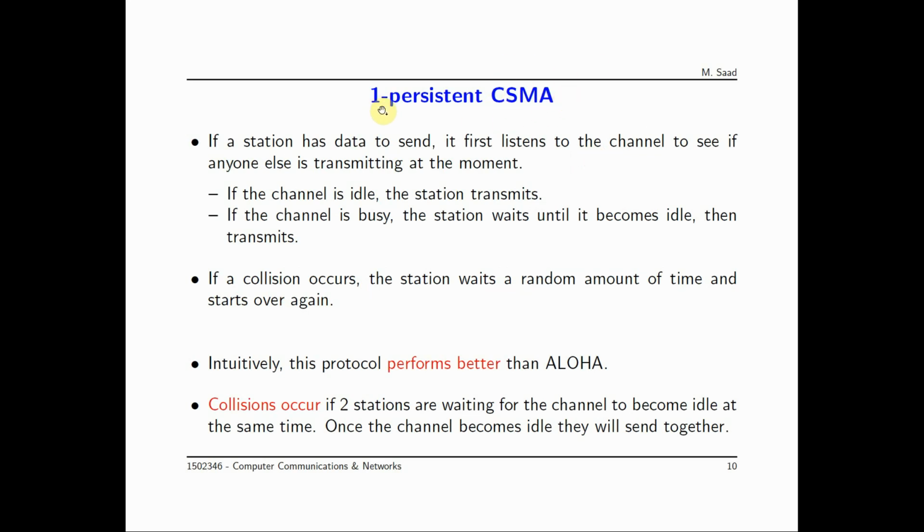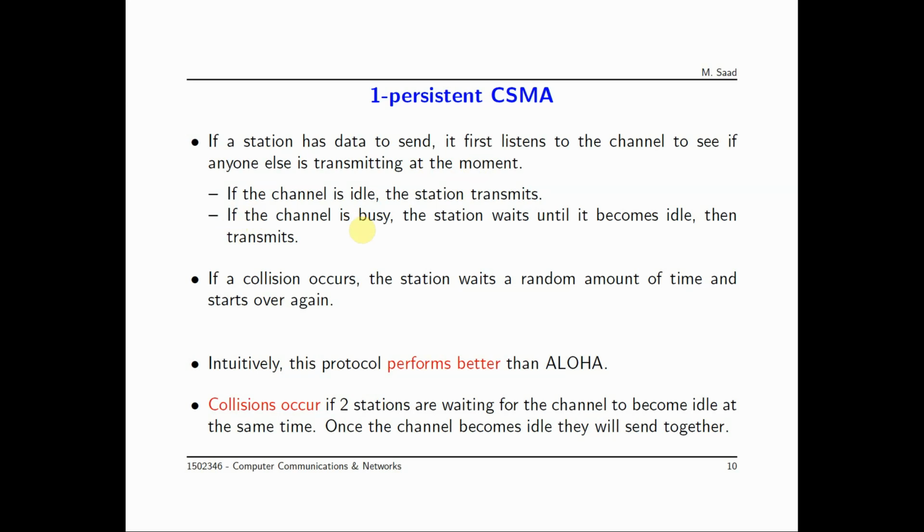The first one is called the one persistent carrier sense multiple access protocol, one persistent CSMA. How does that work? Let me explain how it works, and then I will go back to justify why the title is called one persistent. In one persistent CSMA, if a station has a frame to send, it would listen to the channel first, trying to detect an ongoing transmission. Now we have two outcomes. Either we find the channel idle, so the channel is empty and no one is sending at the moment. In that case, the station transmits. Or we find the channel busy.